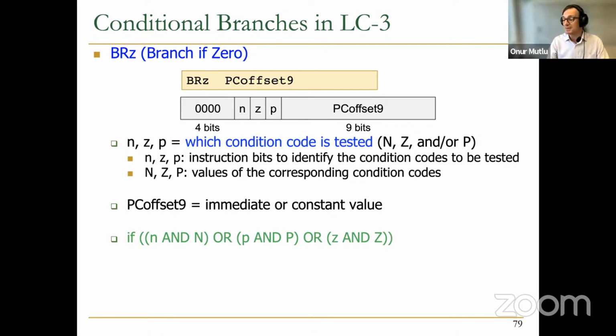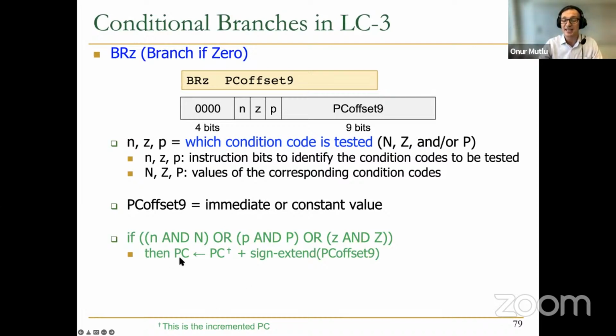So the semantic specification of the instruction looks like this. If the N condition code is being tested and N is set, or the P condition code is being tested by the instruction and P is set, or the Z condition code is being tested by the instruction and Z is set, then set the PC to PC plus the sign-extended 9-bit offset. So basically, you jump to a location if the condition code that you're testing is set. Make sense? That's the idea.